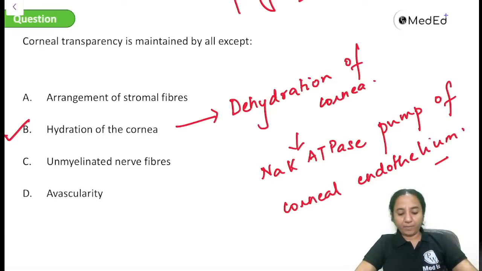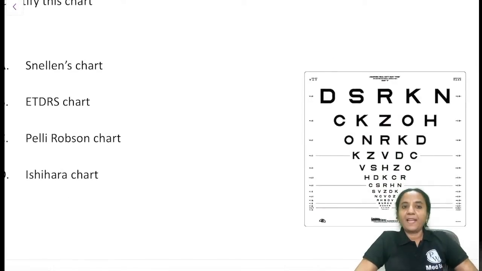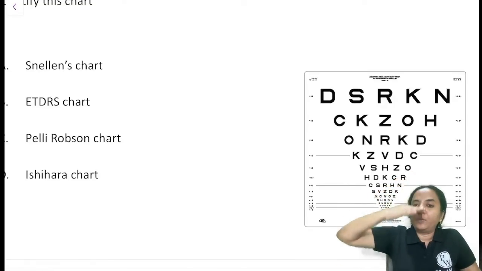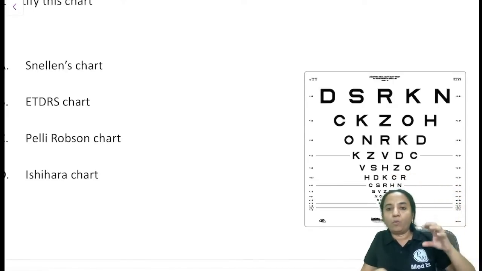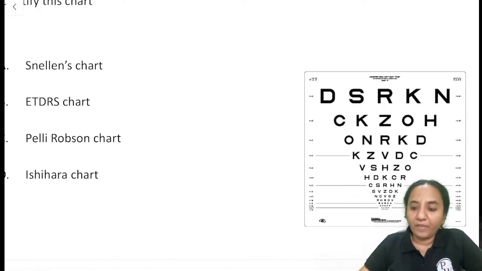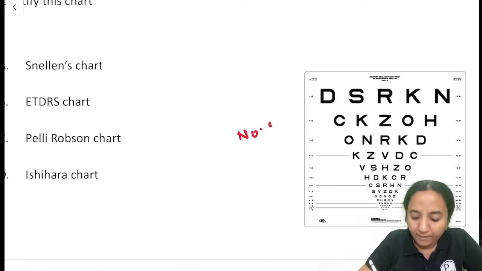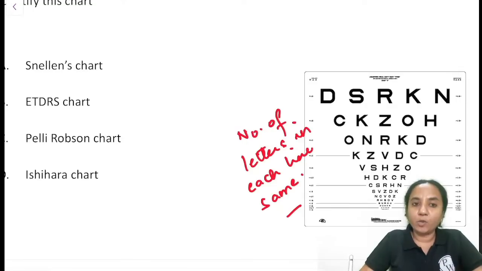Okay. Next question. Identify this chart. What is the name of this chart? First of all, we understand that this is a visual acuity chart. How do we know? Because as you go down, the size of the letters is decreasing. The letters are biggest in the topmost line, and as you go down, they become smaller. And what is the other special feature? The number of letters in each line is the same. Every line has got 5 letters.